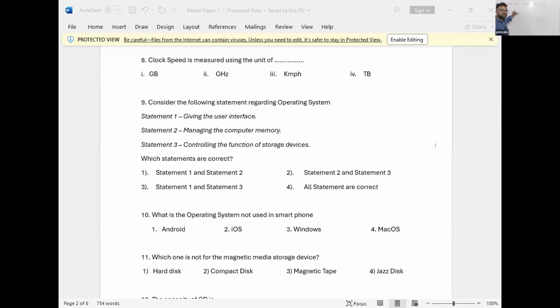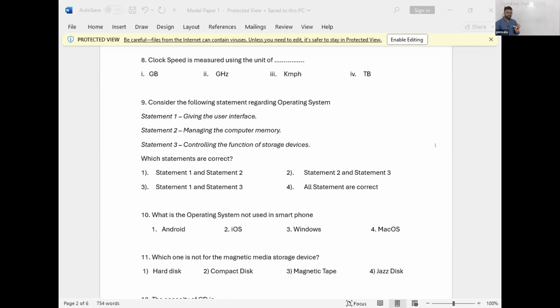So you have been given 3 statements. You should find the correct statements from these, right? Statement 1: giving the user interface. The second one is managing the computer memory, and the third one is controlling the function of storage devices, right?